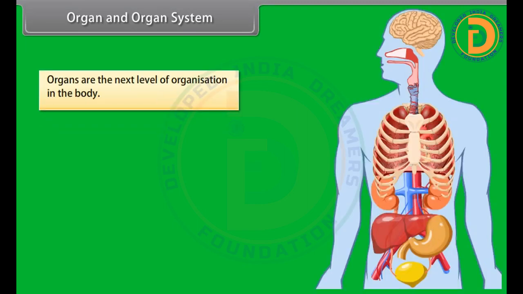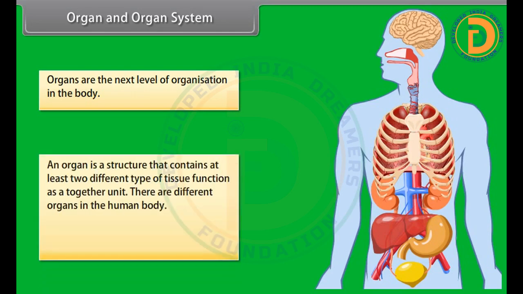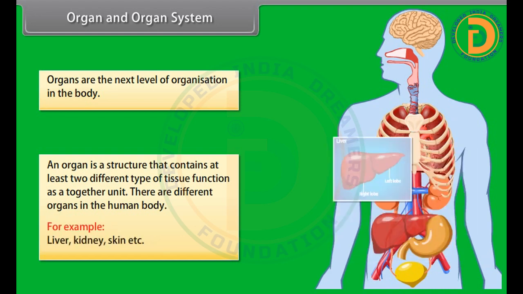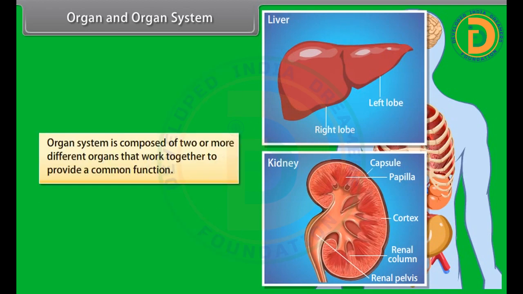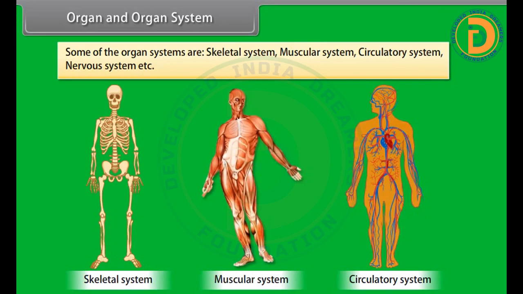Organ and organ system. Organs are the next level of organization in the body. An organ is a structure that contains at least two different types of tissue functioning together as a unit. There are different organs in the human body, for example, liver, kidney, skin, etc. An organ system is composed of two or more different organs that work together to provide a common function. Some of the organ systems are skeletal system, muscular system, circulatory system, nervous system, etc.